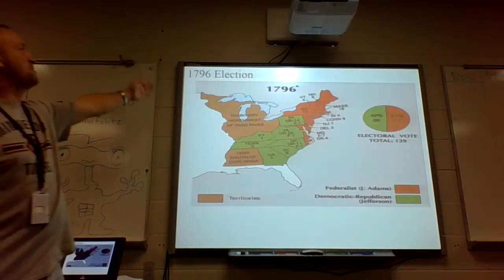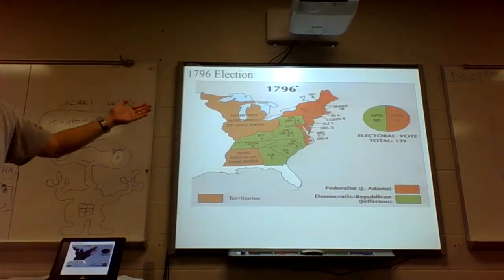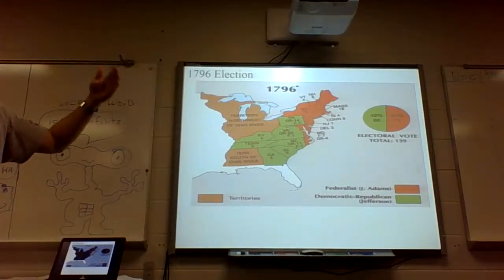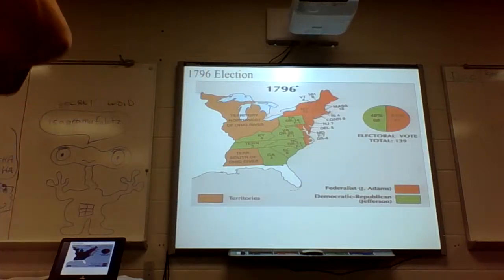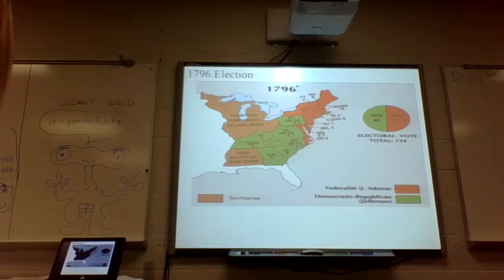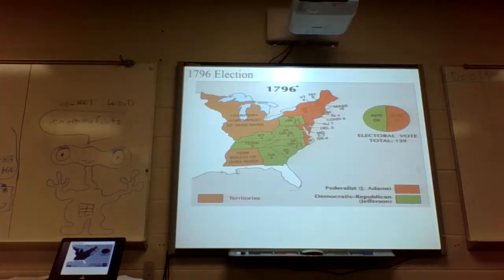So the previous election would be 1792. That would be the election where Washington was reelected, which would mean the previous election would seem to be 1788, but it wasn't. It was 1789, the only election in U.S. presidential history in an odd year, and that's because immediately he started serving his term, right? There was no one to replace, so he immediately served his term.